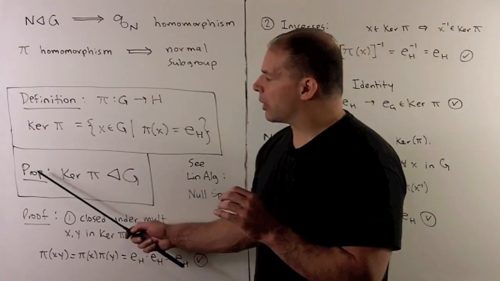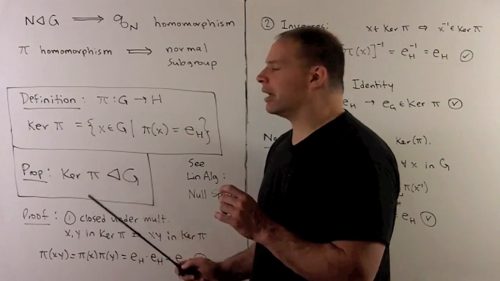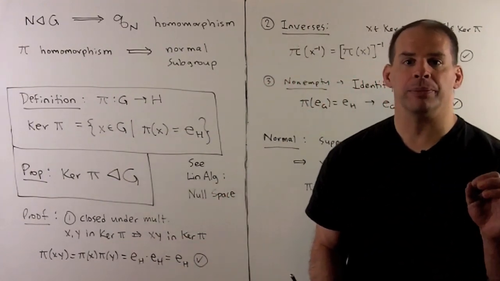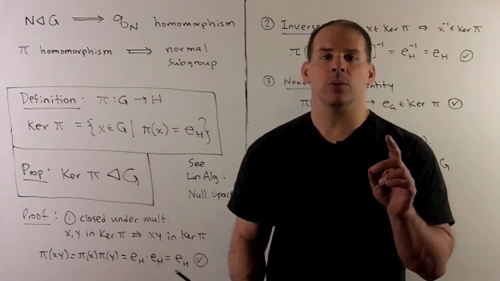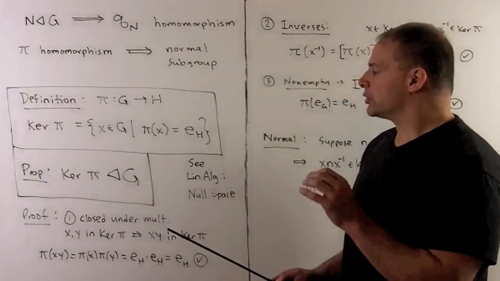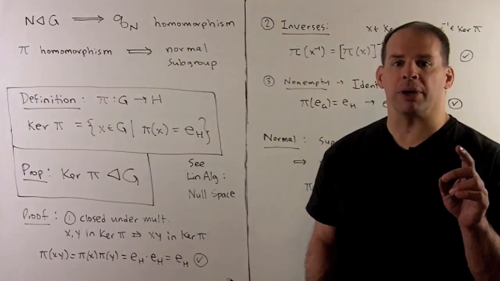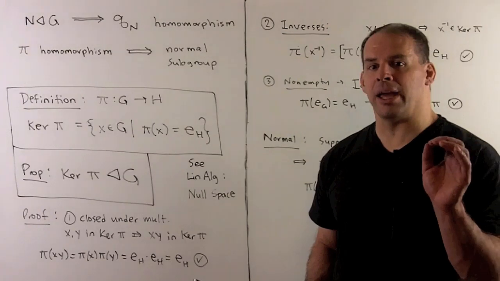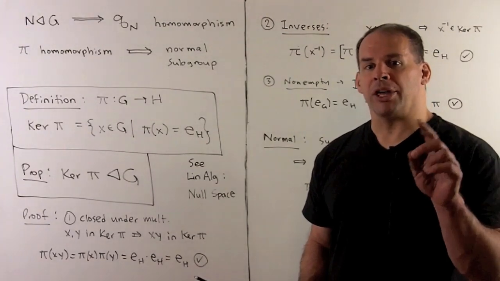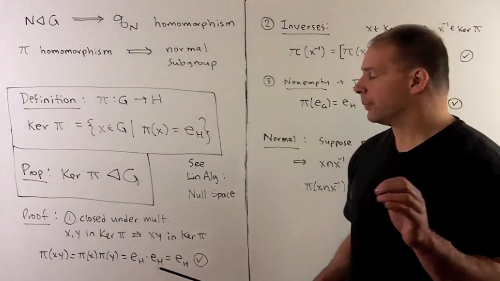Now, proposition: the kernel of pi is a normal subgroup in G. First we're going to show it is a subgroup, then we'll show normal. For subgroup, we have to show three properties: closed under multiplication, closed under inverse, and non-empty, which we show by using the identity element.